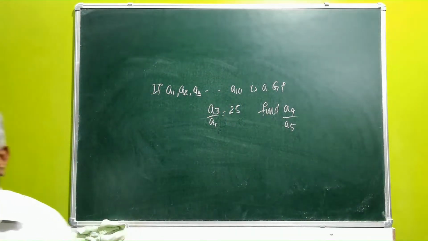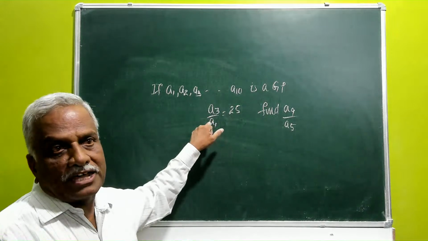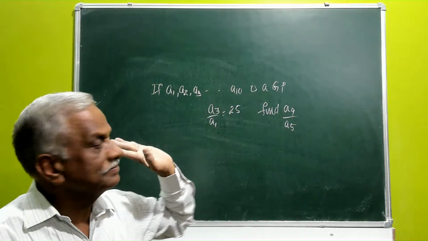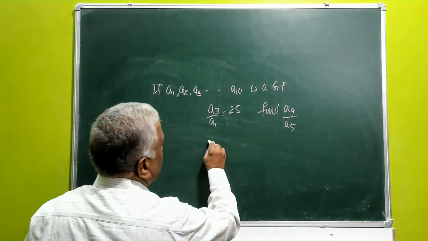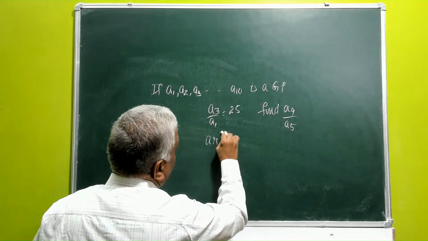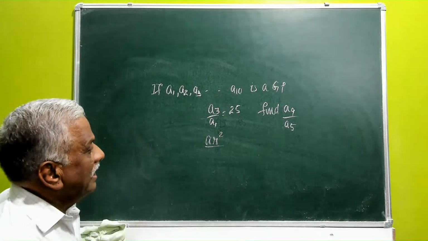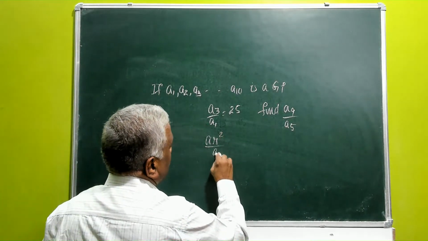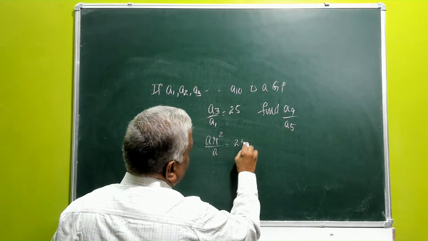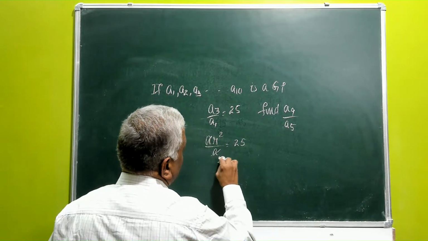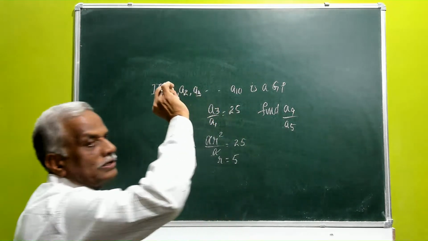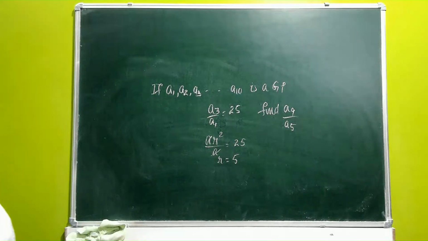Analyzing the problem is very, very important. They have given A3 by A1. You should know what is A3. A3 is a r square, A1 is a. That is 25. Very simple problem if analyzed. So r square is equal to 25, so r is equal to 5. First part of the problem is over.